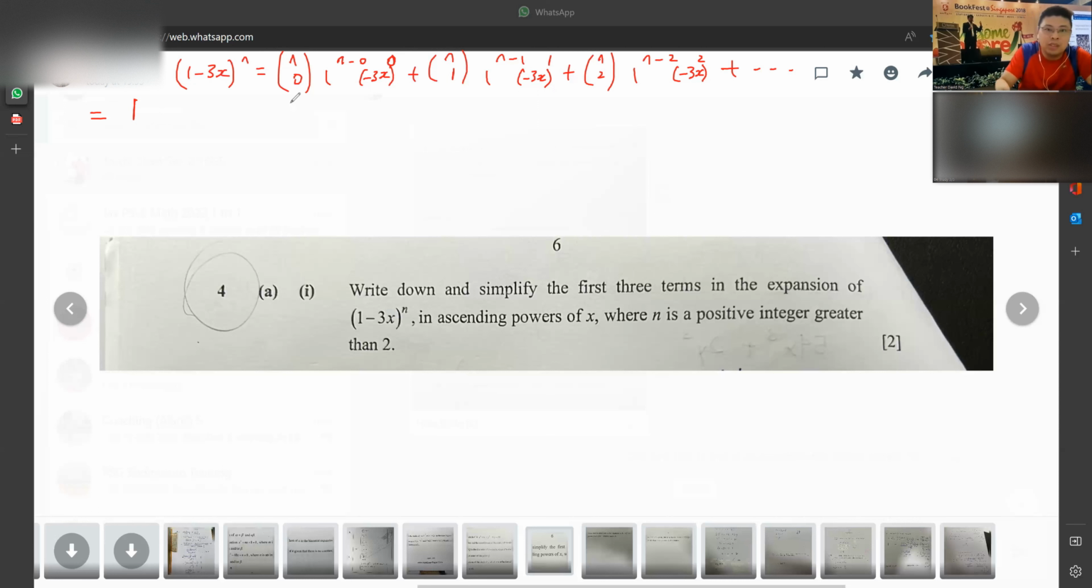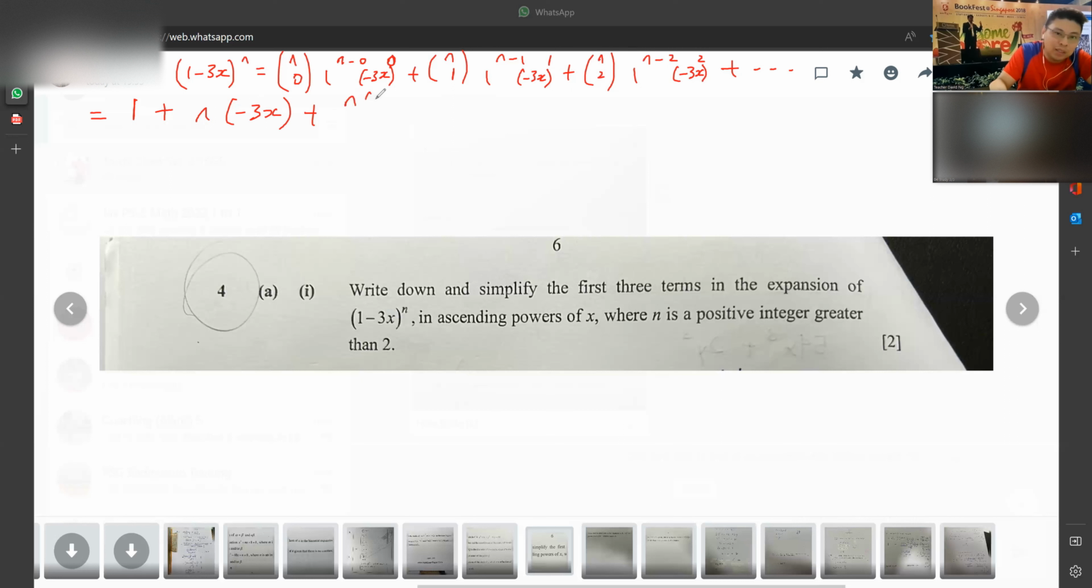Okay, so this one is 1. N1 is n. 1 power anything is 1. Negative 3x power 1 is negative 3x. Okay, it's not okay, right? The tricky part is here.